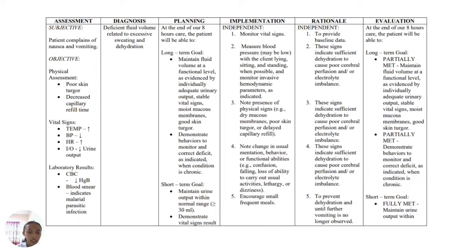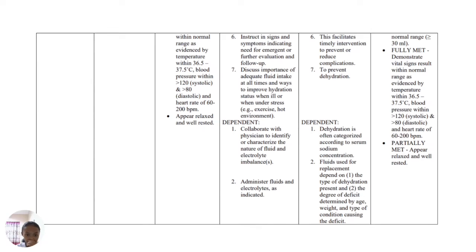For the short-term goal, maintain urine output within normal range, usually greater than or equal to 30 ml, and demonstrate vital signs within normal range as evidenced by temperature within 36.5 to 37.5 degrees Celsius, blood pressure less than 120 systolic and less than 80 diastolic, and heart rate usually 60 to 100 beats per minute. And the patient would appear relaxed and well rested.